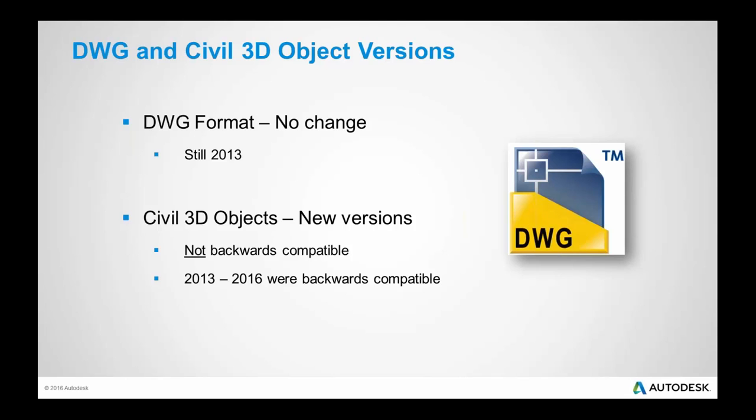There are new versions for this. What this means is it's not backwards compatible with 16 or 15 or anything like that. So you make a surface, you make a corridor, you make an alignment, you cannot go back and open that in an earlier version. There was, by comparison, backwards compatibility between 2013 and 2016. The exception to that was that you didn't use a new feature, but if you made a basic alignment in 16, you could go and open it in 14.